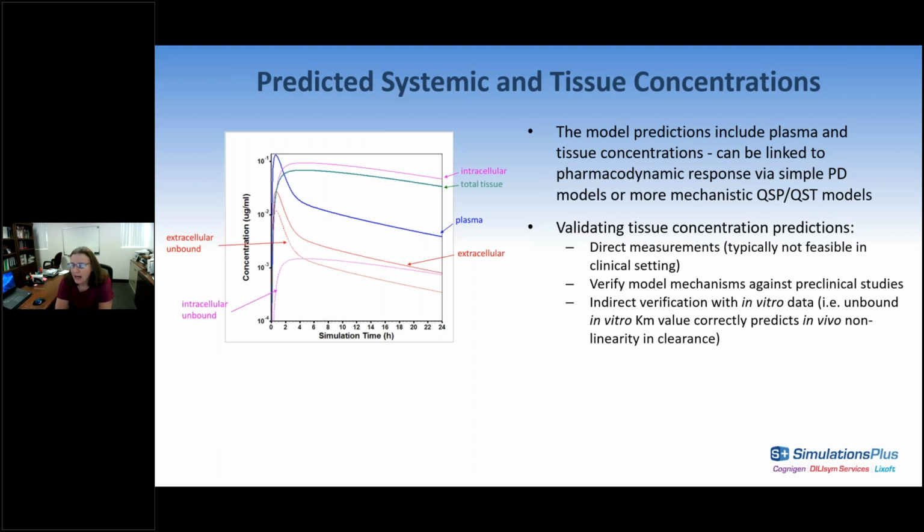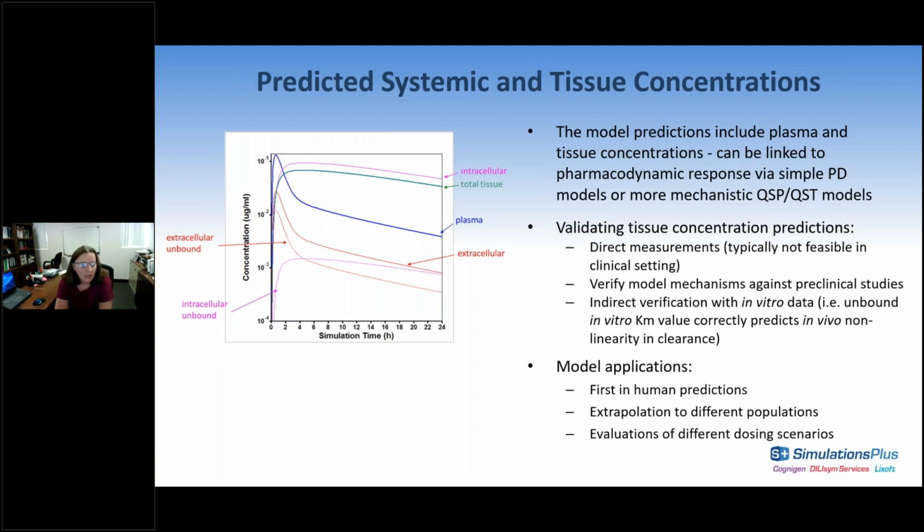In addition to that, there are possible indirect verifications with in vitro data. For example, if you are interested in liver concentration, and the compound is metabolized in the liver, and you measure the unbound in vitro Km value, and this unbound in vitro Km value is able to correctly predict any nonlinearity in the in vivo clearance, that again gives you more confidence that those concentrations are correctly predicted because they are relating to that Km value as you would expect.